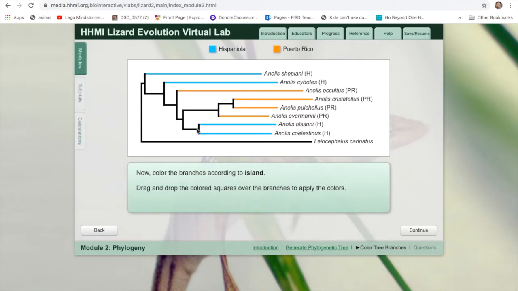Now, this is a little bit confusing here because we do see that one lizard from Puerto Rico does group with two lizards from Hispaniola. These are all old branches, which aren't necessarily quite as reliable as newer branches. What this could mean is that there's an older population of lizards on Hispaniola, and then one of those lizards from Hispaniola came to be the lizard that was the founder population for Puerto Rico. That's most likely what happened in that case.